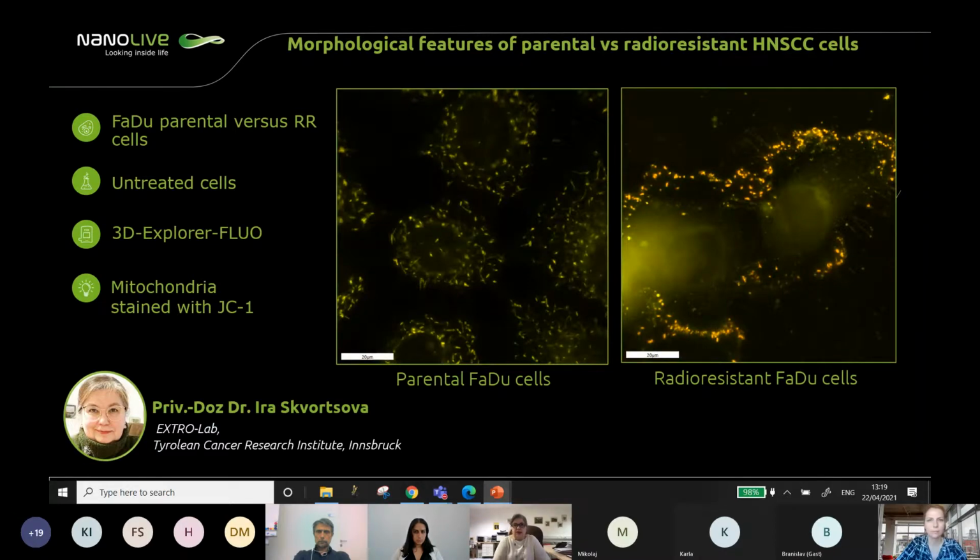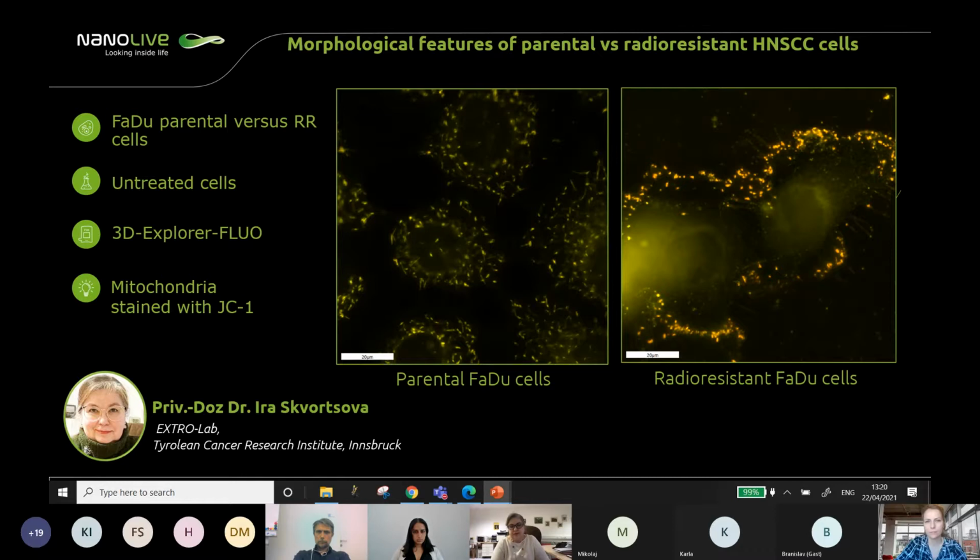Since we possess the 3D Explorer Fluor, we can also use fluorescent dyes. Either we could use conjugated antibodies, or we could use just the dyes to mark different organelles within the cells. And again, we have compared parental cells and radio-resistant cells stained with JC1.